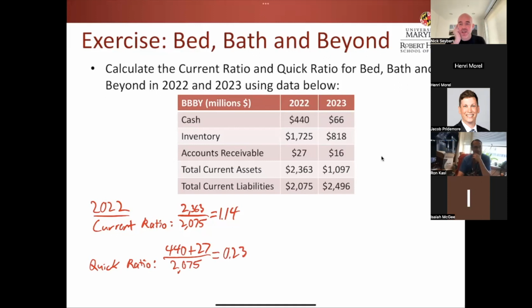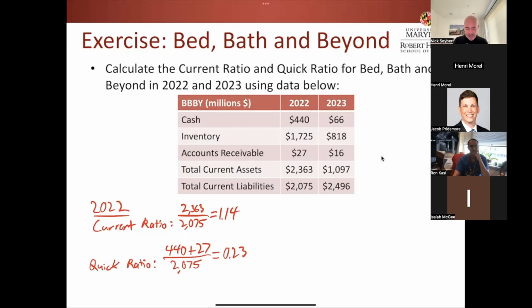Ooh, so like 90% or whatever of the current assets are inventory. So this company, if they can't sell their inventory in a timely manner, they're not even going to be able to pay a quarter on the dollar of their liabilities that year. So that's a little worrisome. A lot of times with companies, like we saw with Apple, if the current ratio is 1.14, you might see a quick ratio of 0.75. But when it drops to 0.23, you maybe start getting a little scared.